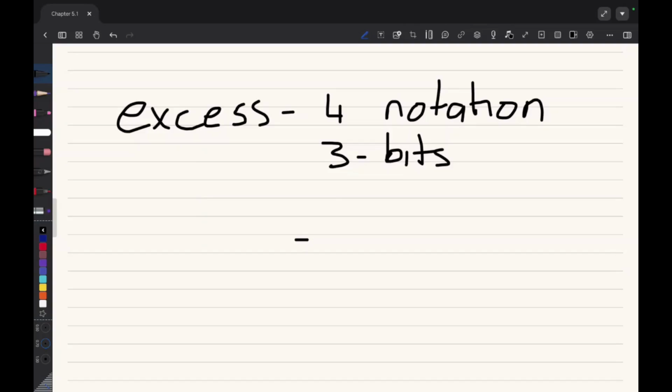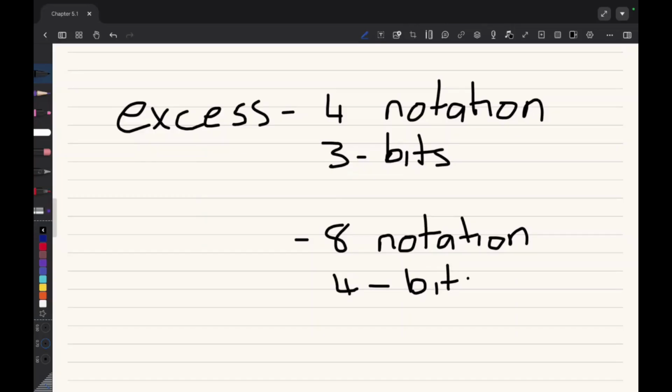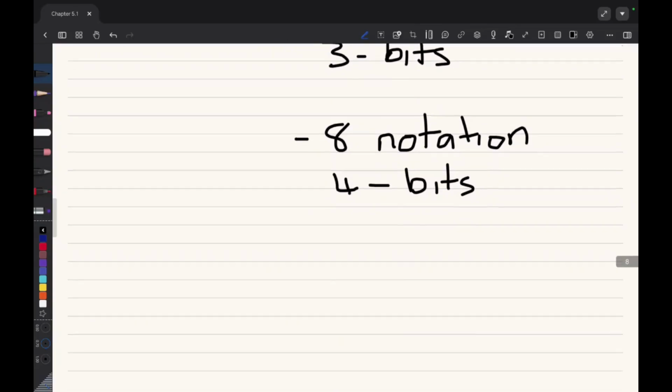Then we have 8 notation. 4 bits is 8 notation, yes. Which is 4 bits. 1, 2, 3, 4 bits, which is 1, 2, 4, 8 notation, right? Then you have a 16-bit notation, but I won't talk about that anyways.